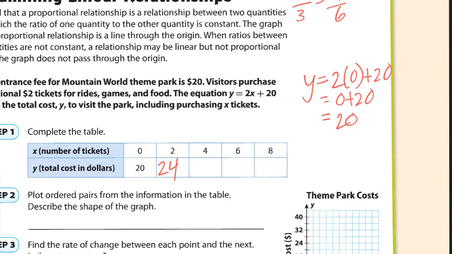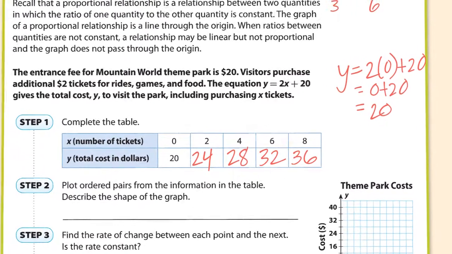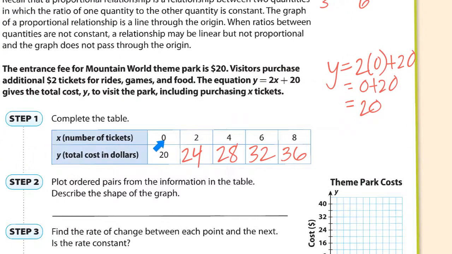If we have 2 times 4, that's 8, plus 20 is $28, so we place $28 there. Then 6: 2 times 6 is 12, 12 plus 20 is 32, so that would be $32. And finally, 8 tickets: 2 times 8 is 16, plus 20 is 36, and so we have 36 bucks there. So we have these ordered pairs. Say the ordered pair is the x number and the y number.